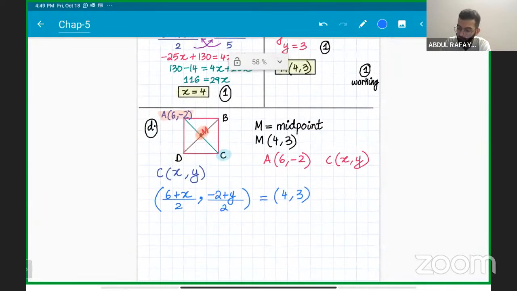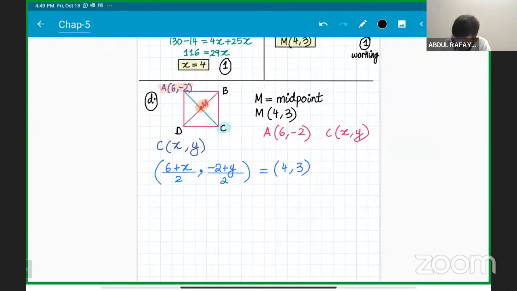This will be equal to 4 comma 3, because we already have the midpoint. So what students have to do is simplify and solve. 6 plus x divided by 2 is equal to 4. Cross multiply, 2 4s are 8. 6 plus x is equal to 8. X value will be positive 2.